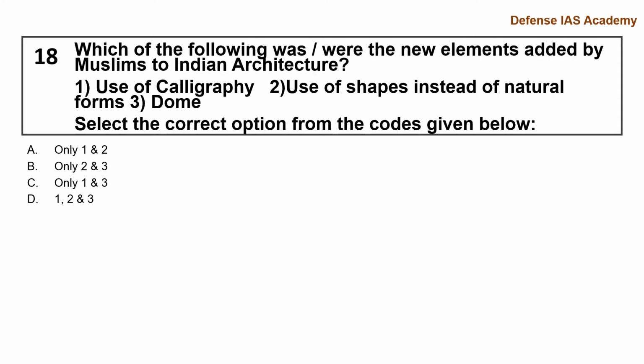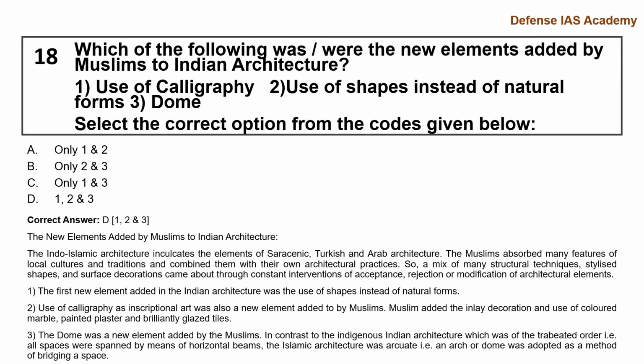Question number 18. Which of the following were the new elements added by Muslims to Indian architecture? 1, the use of calligraphy. 2, use of shapes instead of natural forms. 3, dome. Select the correct option from the codes given below. The correct answer is option D, 1, 2 and 3. It means calligraphy, use of shapes instead of natural forms, and the concept of dome were all introduced by Muslims to Indian architecture.